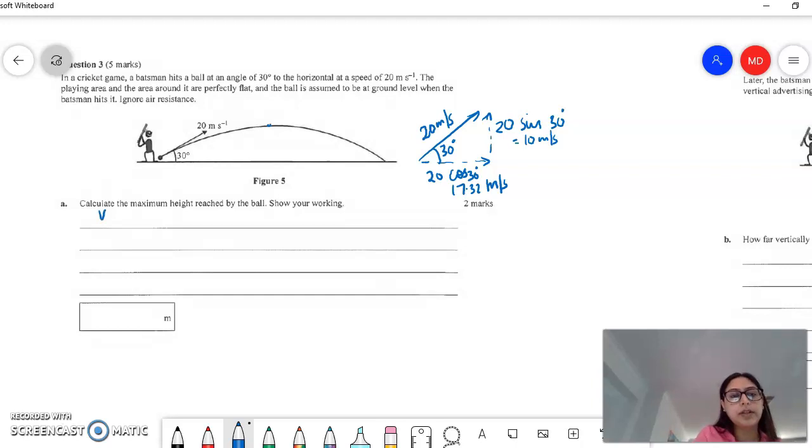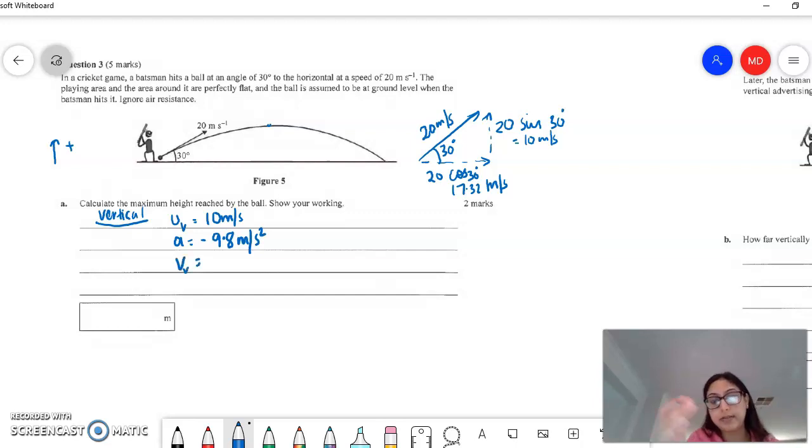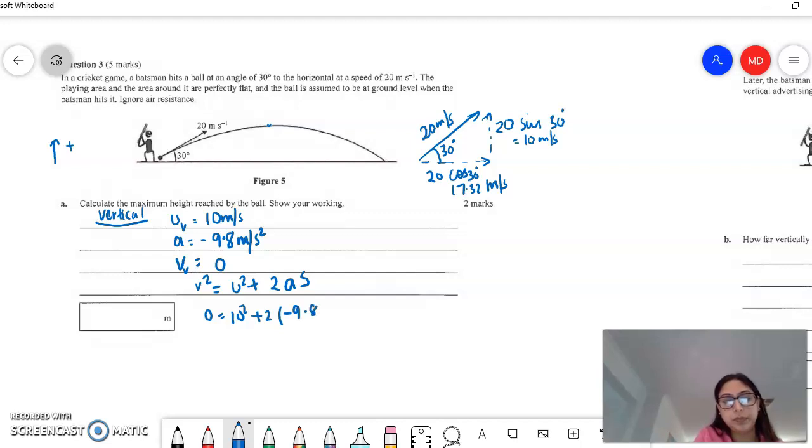Now find the maximum height reached. We can talk about the vertical motion here. Let's write down vertical. Initial vertical speed is 10 meters per second, taking up as the positive direction. Acceleration in the vertical direction is negative 9.8. At maximum height, the final vertical speed will be 0, and we can use the UVATs to find our displacement when that final velocity becomes 0. Doing that, you will get s equals 5.1 meters.